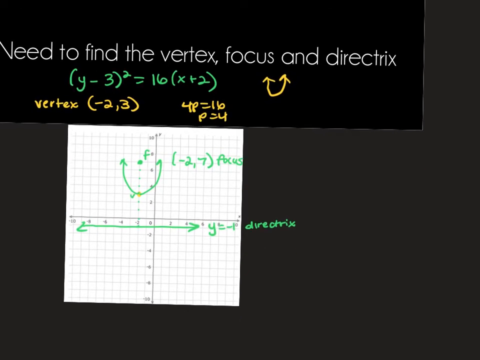So if it was an x squared positive, I would point it to the right, still counting your distance of p in both directions. Okay, the other way that you could see a parabola, well, one of two ways, is it gives you the vertex and the focus, let's just say.